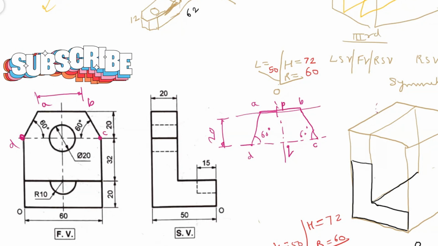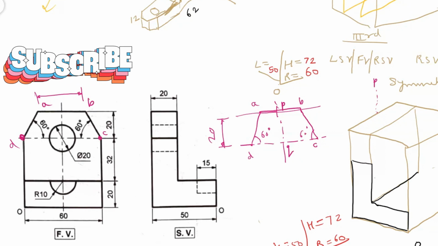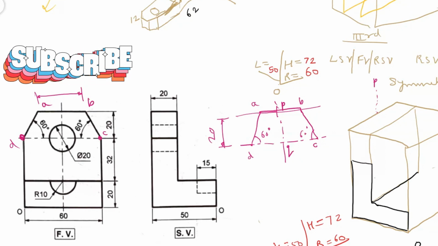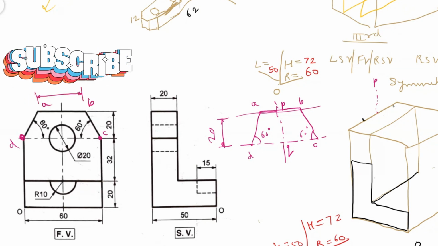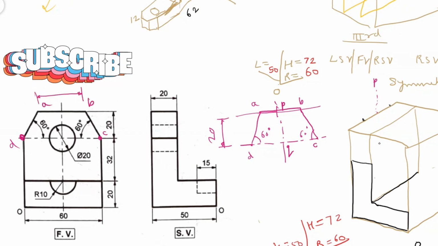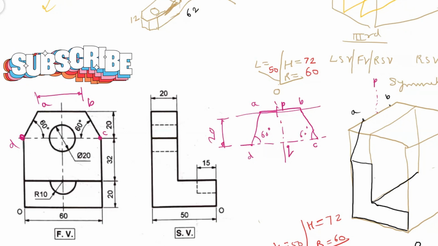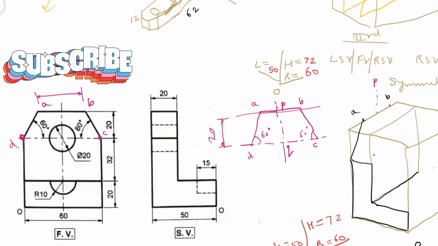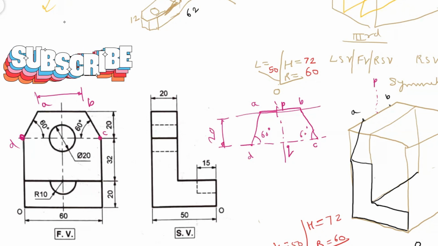Okay, this is P, correct? 30. So if you take this distance AP in the compass, keep it on P and cut an arc on this side, on both sides rather, here and here. Okay, so now you got this is A and this is B. Join this here and it is done.